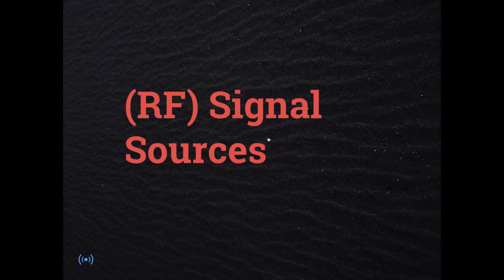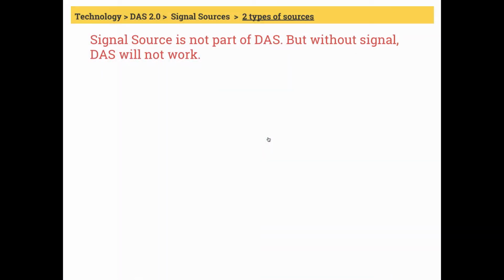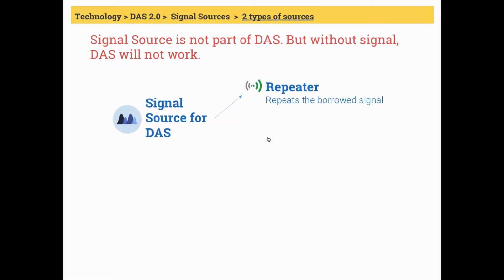We have already mentioned RF signal sources in the past few slides, especially when we were discussing the core architecture of DAS 2.0. In this section, we'll talk about different types of RF signal sources used for DAS. Signal source is really not part of the DAS, as we have said before, but without signal, DAS will not work.